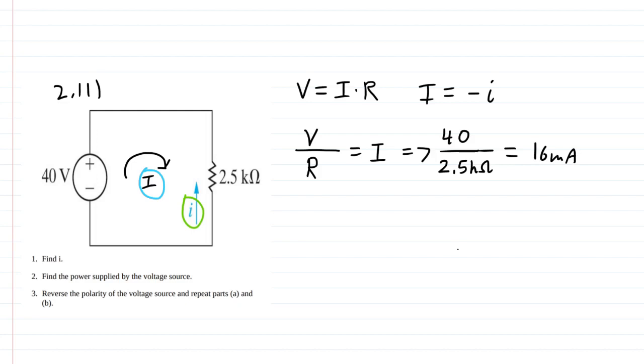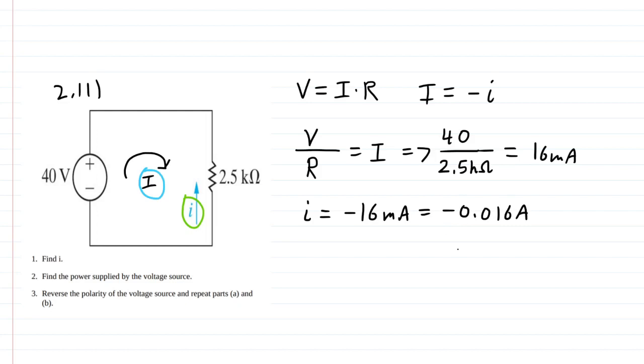Anyway, so that's the big I. Remember, big I is opposite of little I in direction. So that means little I is minus 16 milliamps, or minus 0.016 amps.